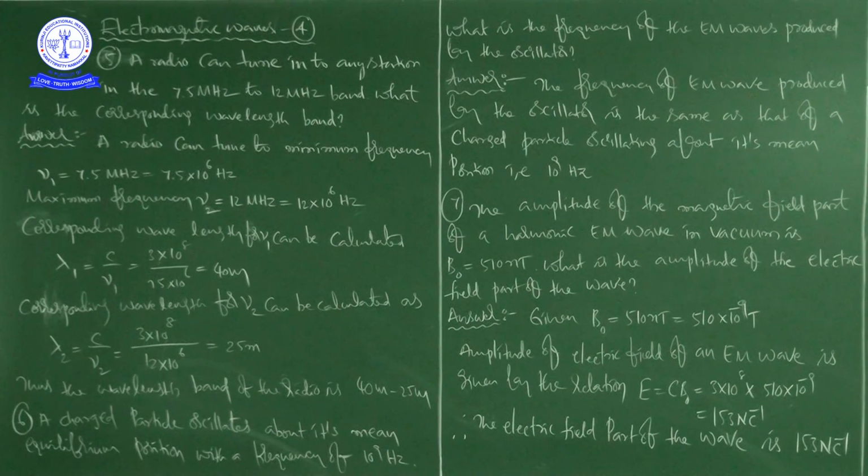Next problem, that is problem number 7. See here. The amplitude of the magnetic field part of a harmonic electromagnetic wave. Why is he saying amplitude of the magnetic field part? You know very well, an electromagnetic wave consists of an oscillating electric field and an oscillating magnetic field perpendicular to each other and also perpendicular to the direction of propagation of the wave. This is the definition of an electromagnetic wave.